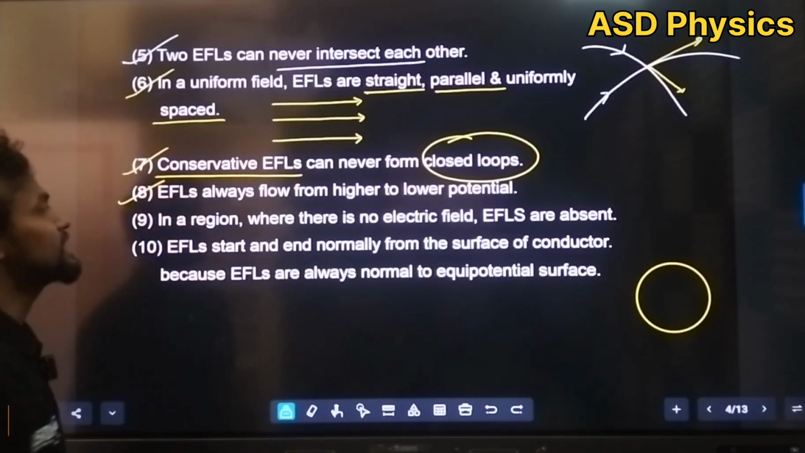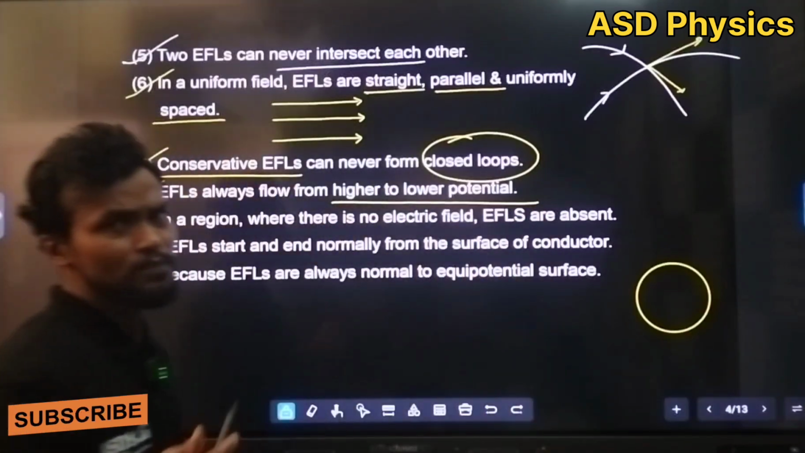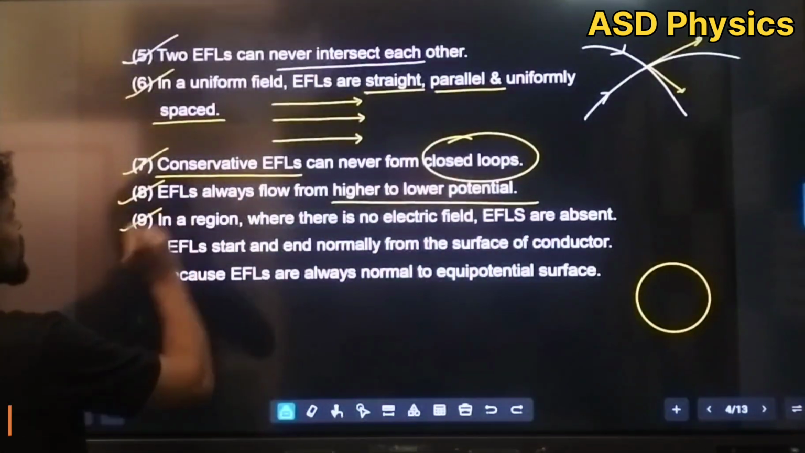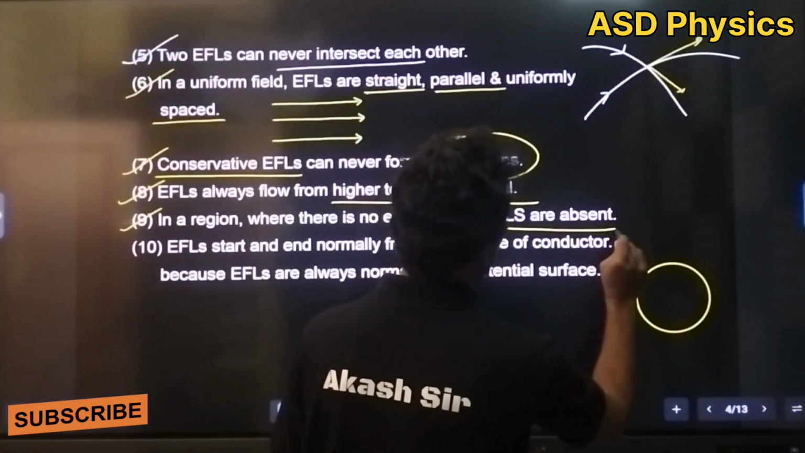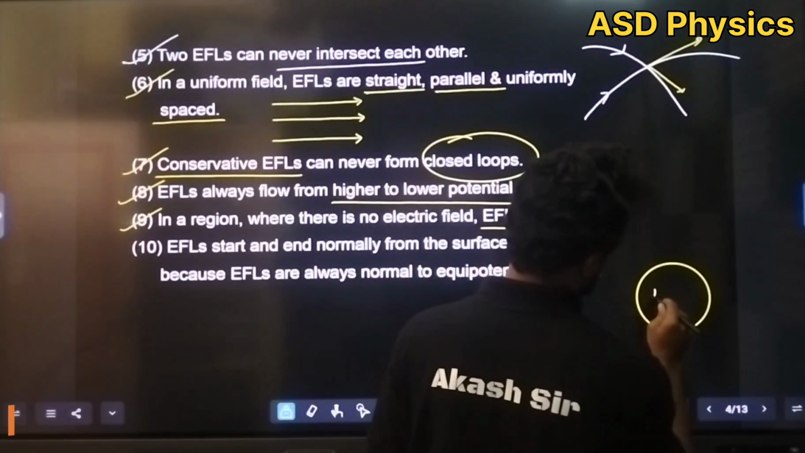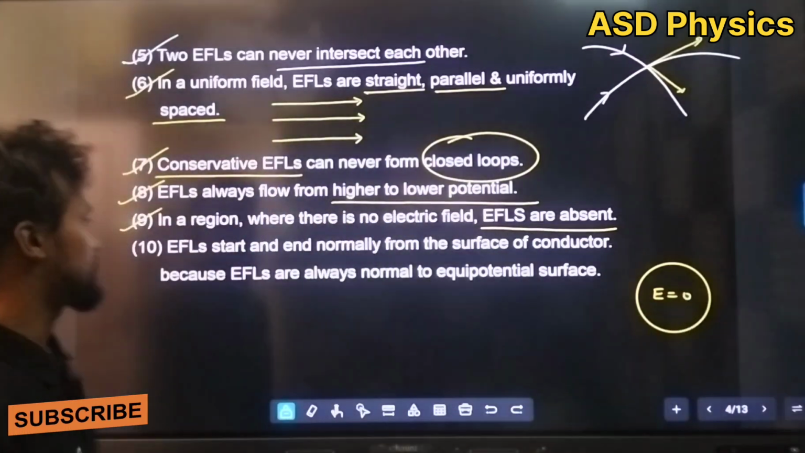Now, next one: electric field lines always flow from higher to lower potential. We will learn this in the next chapter. Ninth one: in a region where there is no electric field, electric field lines are absent, like inside a conductor where there is no electric field. That means there is no need to draw electric field lines there.